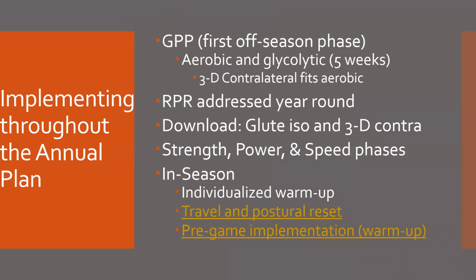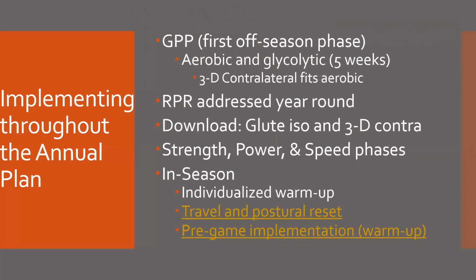So, implementing this throughout the annual plan. GPP is our first off-season phase. That's where you're going to see more energy system development, and we're going to do aerobic and glycolytic training. That's going to be the first 5 weeks. And our layered example, so structure, RPR, glute isometrics, and then the 3D contralateral is all going to fit into that. So our athletes get about 3 weeks of the 3D contralateral, and then we'll progress into more glycolytic training aspects.